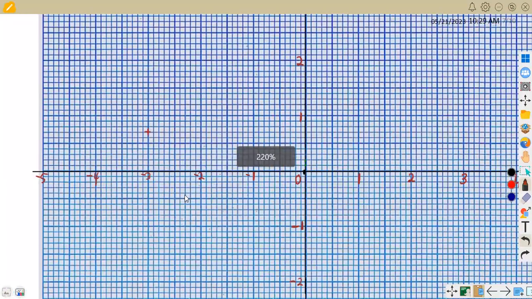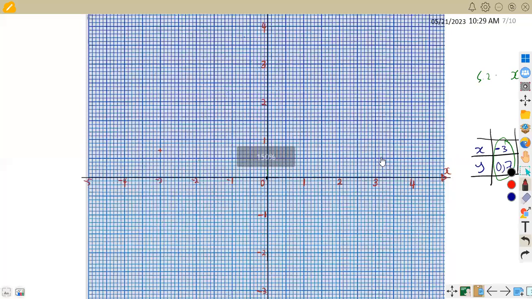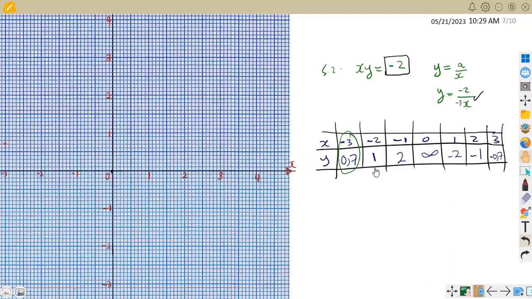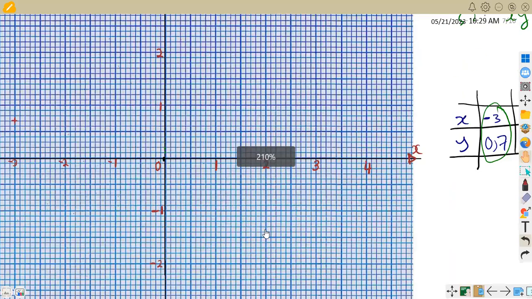Okay, so this is how you simply mark your points and so forth. Okay, we move on to the other point, where x is -2.